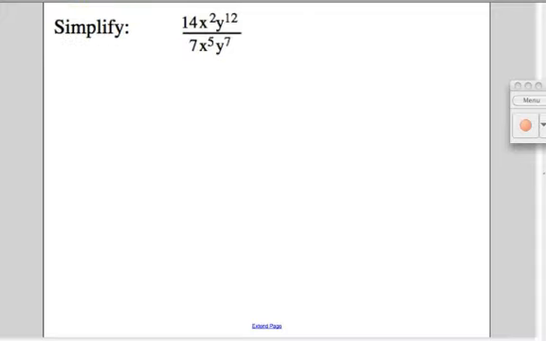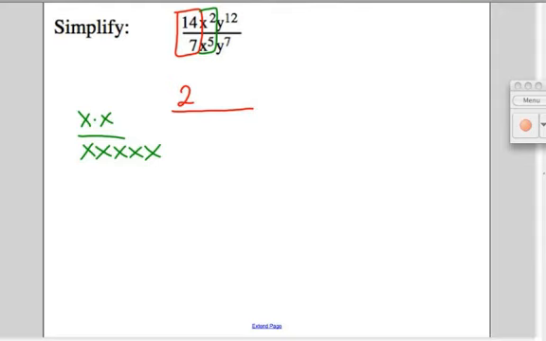So now what if we have this big fraction? So hopefully you see what this simplifies to. Nice thing is everything's written in a nice organized way already. 14 over 7 is just 2 on top. Now we look at our x's. Let's see, I have 2 on top and 5 on bottom. So that means if I wrote it out, I have 2 on top and 5 on bottom.